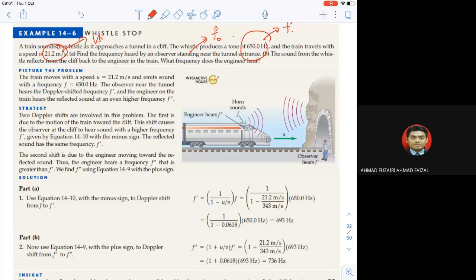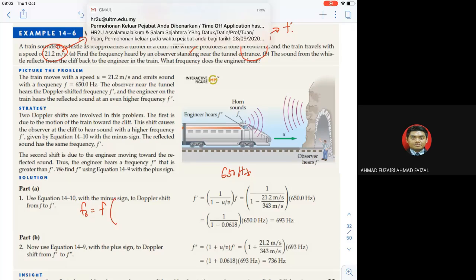Part B is the sound from the whistle reflects from the cliff back to the engineer. Then what frequency does the engineer hear? Okay, we do it one by one. So first is moving towards. Moving towards, meaning that it comes from 650 hertz. This is the original one. So please use the equation from the textbook, V over V minus plus Vs.